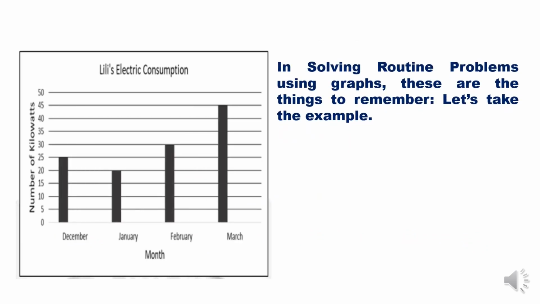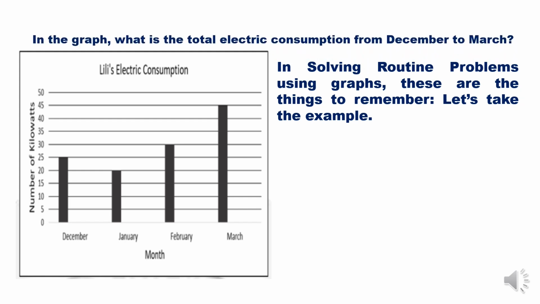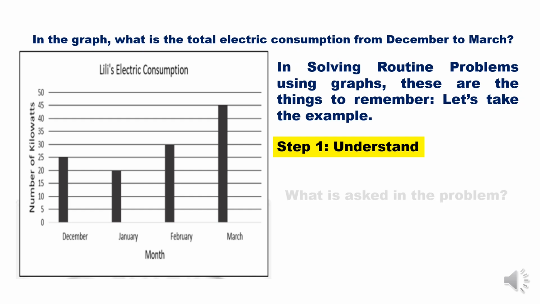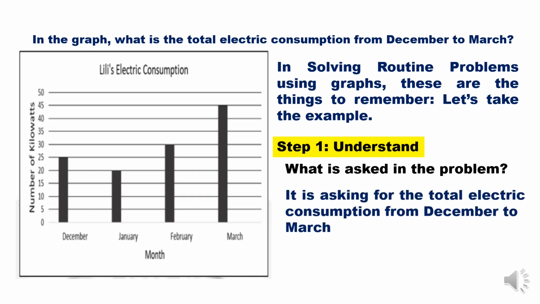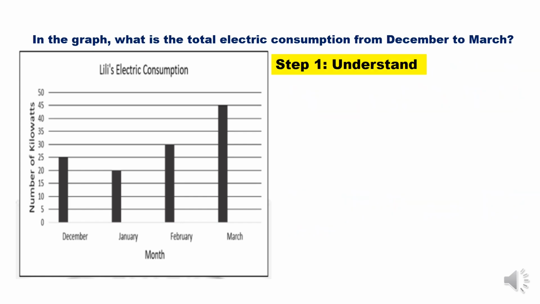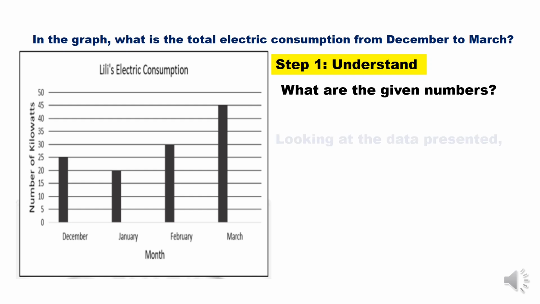In solving routine problems using graphs, these are the things to remember. Let's take the example. In the graph, what is the total electric consumption from December to March? Step 1. Understand. What is asked in the problem? It is asking for the total electric consumption from December to March. What are the given numbers?